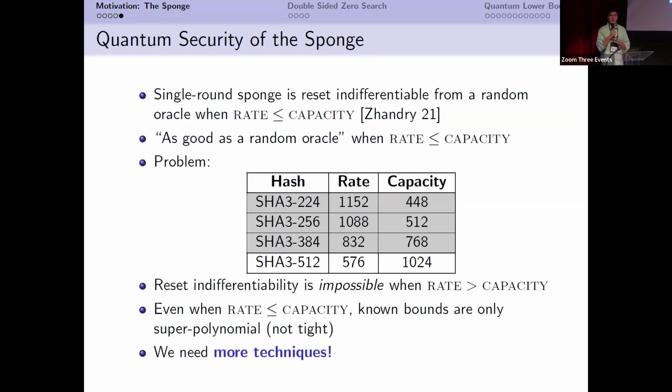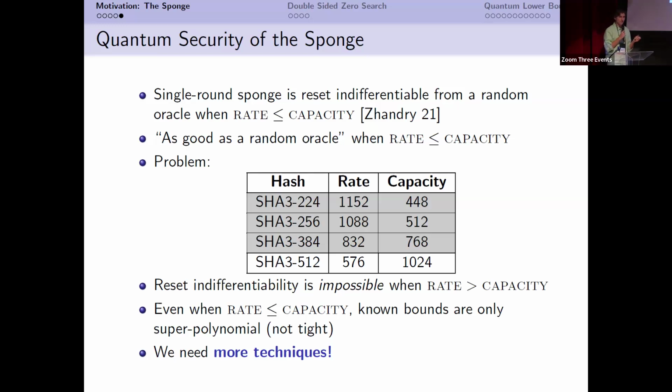Okay, and actually we know that when the top wire is a smaller size than the bottom wire, Mark Zhandry has a paper from a few years ago that says that this construction is reset indifferentiable from a random oracle, which really means it's as good as a random oracle. But a problem: according to Wikipedia, the SHA-3 standard doesn't really fall into this regime for much of the standard. And more broadly, there's not really a reason why the sponge shouldn't be secure outside of these parameter regimes.